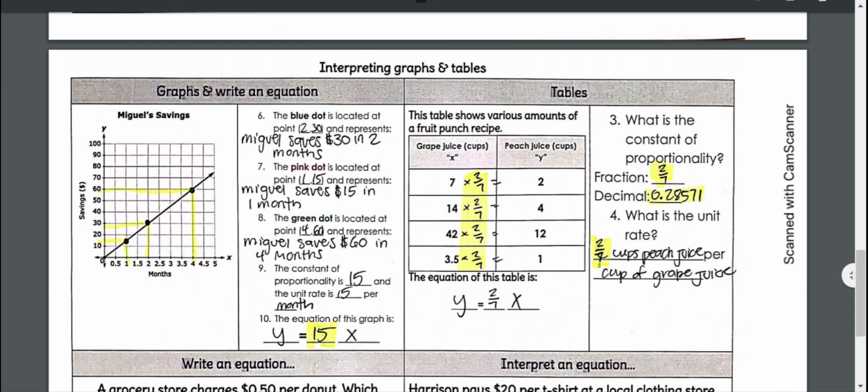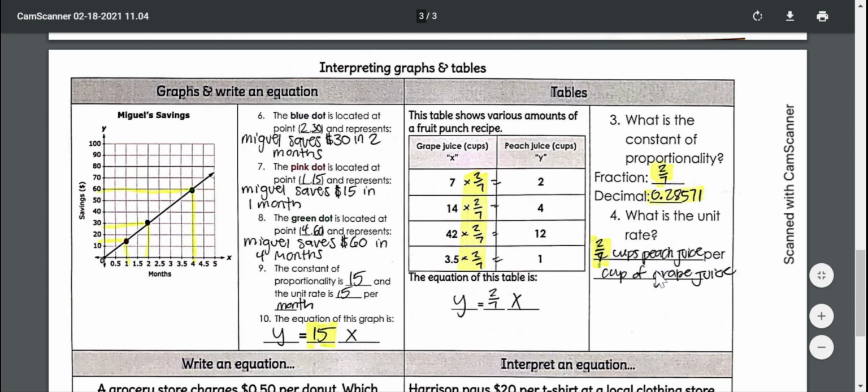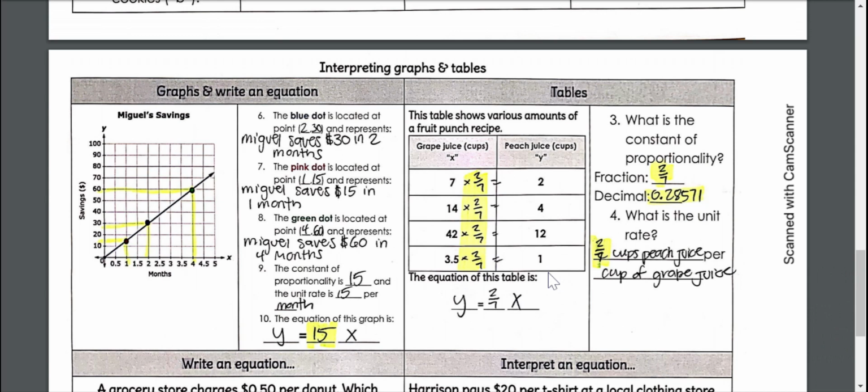Then it's asking, what is the unit rate? So the unit rate is going to be 2/7 cups of peach juice per 1 cup of grape juice. That's because if I put 1 in the x column, my peach juice would be 2/7. So for every 1 cup of grape juice, it's 2/7 cup of peach juice. Therefore, the equation is y is equal to 2/7 times x, because my y value is equivalent to 2/7 times my x value every single time.